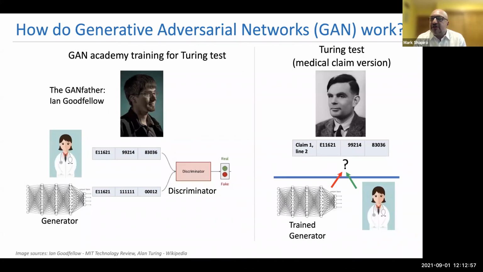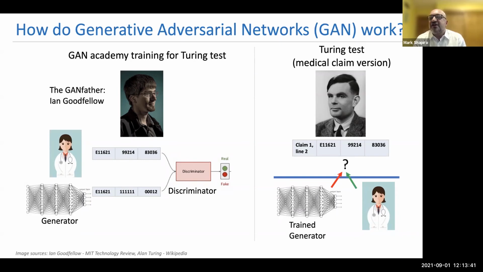So let's imagine that we want to train a model to pass a medical claim version of a Turing test. So that model will generate claim data. So that's an example. Claim 1, line 2, E11621. That's a diagnosis code for diabetes. And then 99214, that's what's called a procedure code for an office visit. And then A3036, that's again a procedure code for HbA1c. That's a diabetes-related blood test. So that kind of seems reasonable.